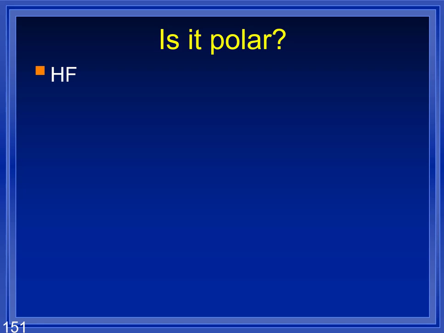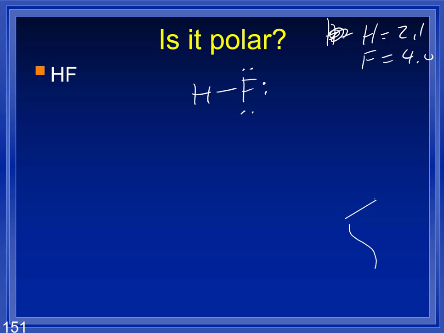HF, is it polar? So I'd have to turn to page 151 and look up some numbers. H is 2.1. F is 4.0. So step one, does this have polar bonds? Yes, so it's worth drawing. And it's pretty easy to draw because H wants to make one bond, F wants to make one bond. Okay. And the electrons are being pulled towards the fluorine. F is partially negative, H is partially positive. Right on the border, because that difference is 1.9.